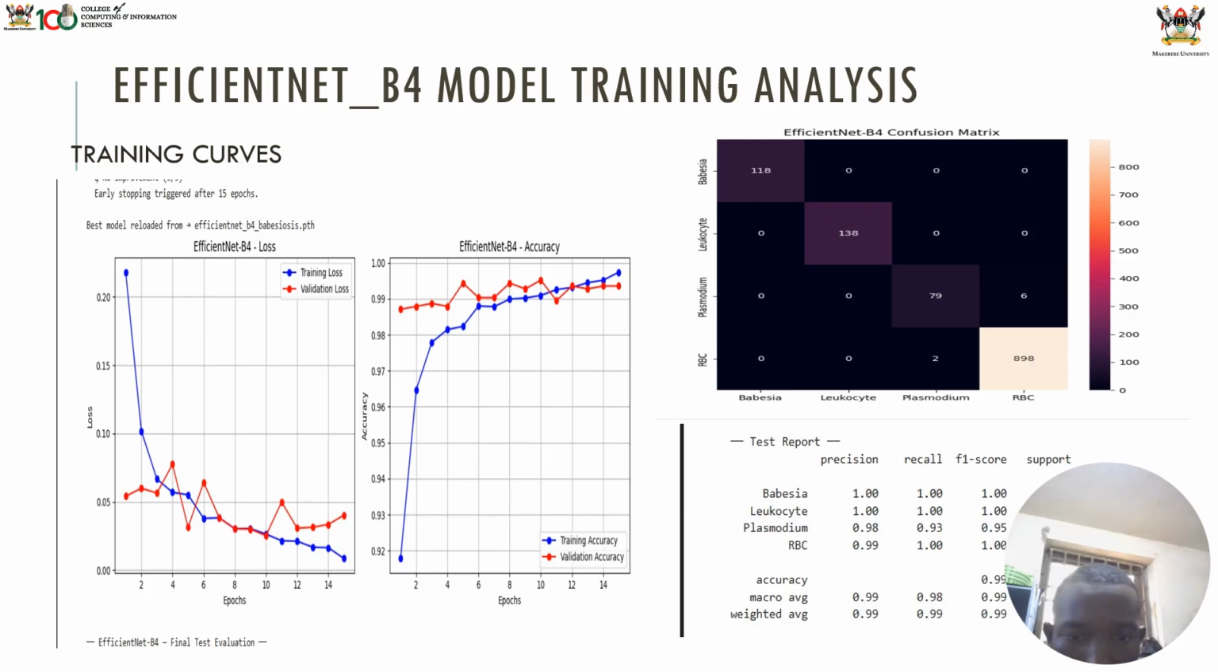So we have some of the analysis that we can make, for example, the model performance on the test set. We have our confusion matrix displayed as well, and the test report on the right.